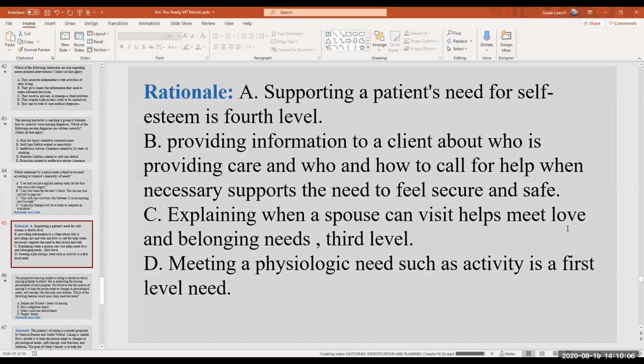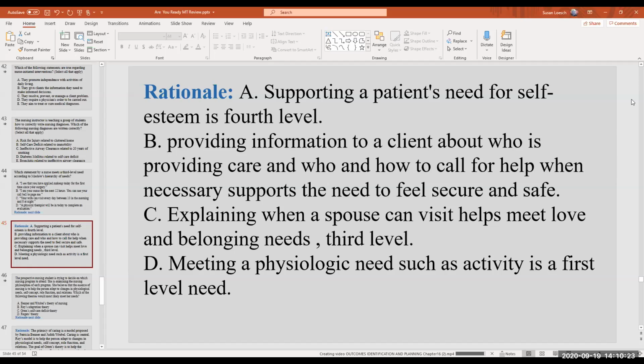Self-esteem, wait a minute. Providing information. Didn't it ask about the third level? Oh, okay. Yeah, break it down. Providing information to a client who is providing care and how to call for help when necessary supports the need to feel secure and safe.